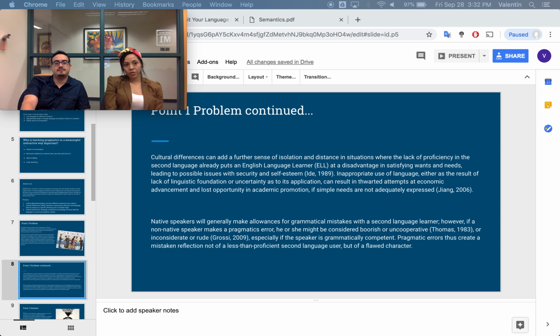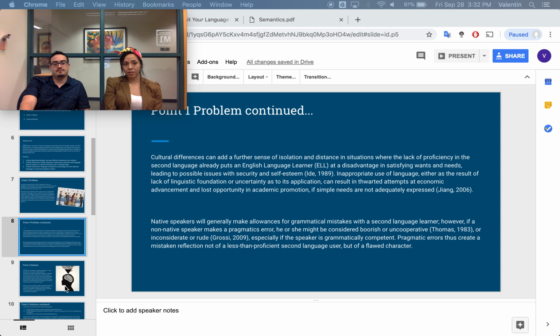Native speakers will generally make allowances for grammatical mistakes with a second language learner. However, if a non-native speaker makes a pragmatics error, he or she might be considered boorish, uncooperative, inconsiderate, or rude, especially if the speaker is grammatically competent. Pragmatic errors thus create a mistaken reflection, not of a less than proficient second language user, but of a flawed character.